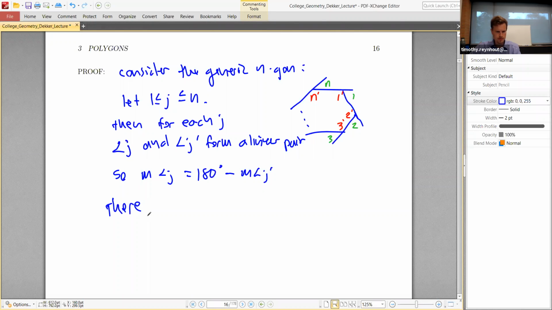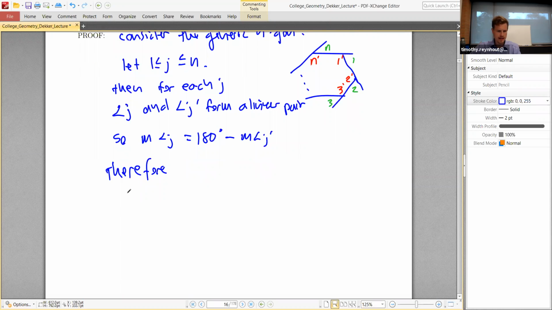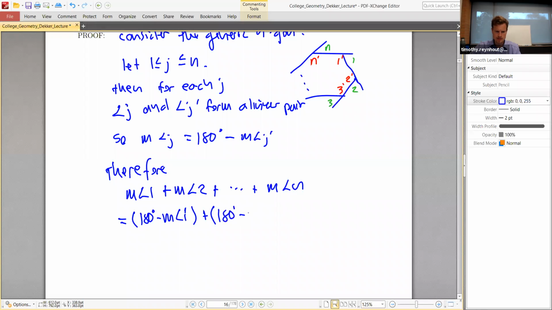Therefore, we can say that the measure of angle 1 plus the measure of angle 2 plus all the way up to the measure of angle n can be rewritten as 180 degrees minus the measure of angle 1 prime plus 180 degrees minus the measure of angle 2 prime plus all the way up to 180 degrees minus the measure of angle n prime. Excellent.